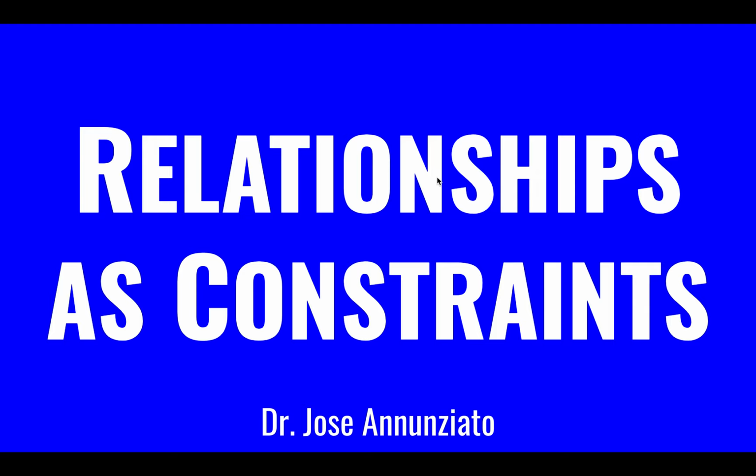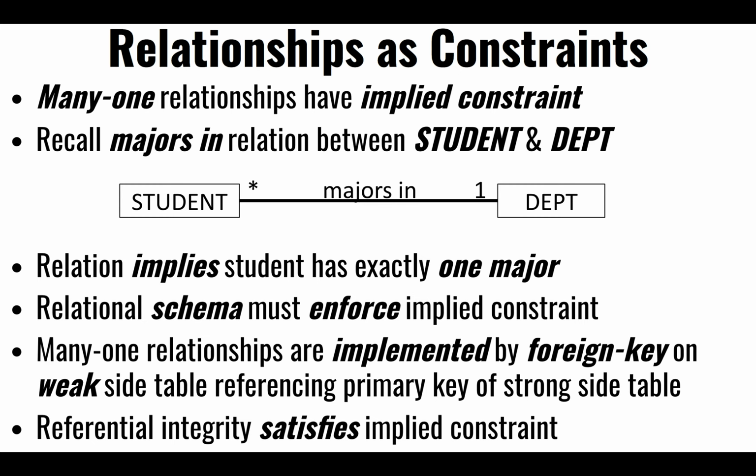So let's talk about relationships and constraints. I'm sorry, relationships as constraints. So we've talked about these relationships that we were describing between departments and students, that we have a one-to-many relationship between departments and students. One department can have many students related to the same department. The typical way of implementing this is by having the student table have a foreign key to the primary key of the department.